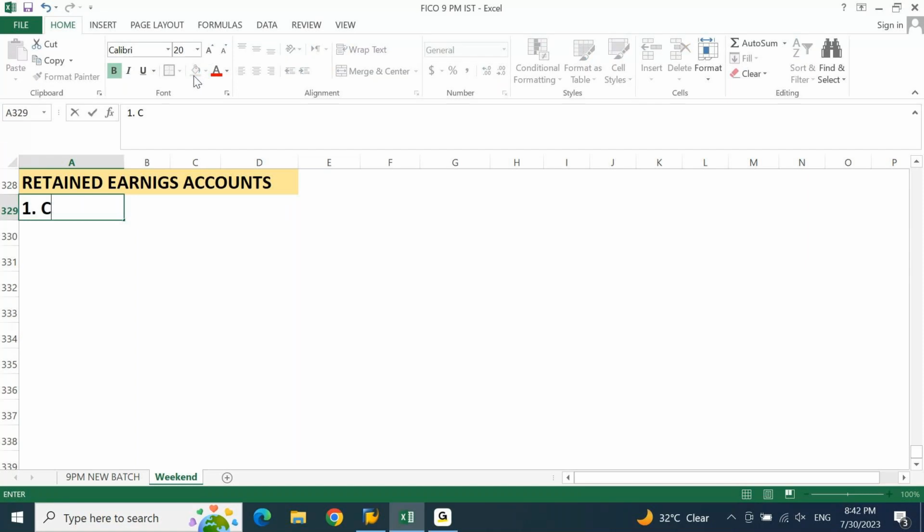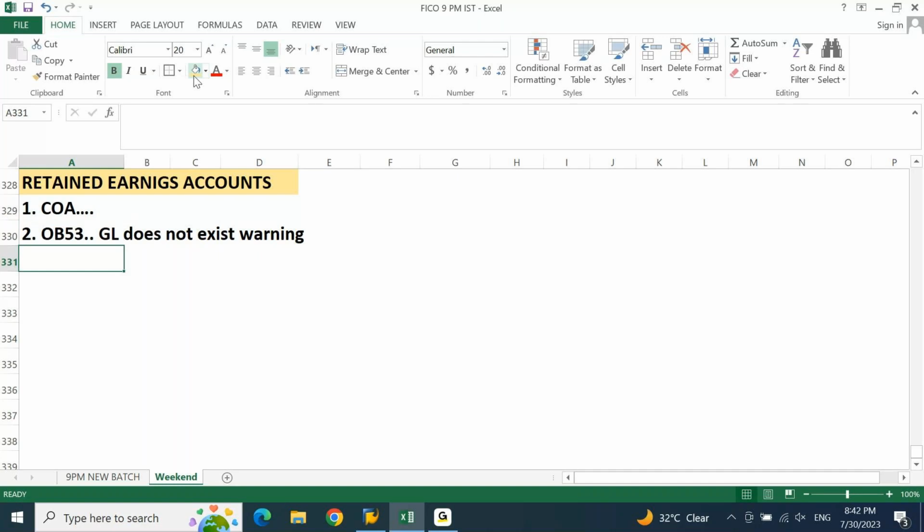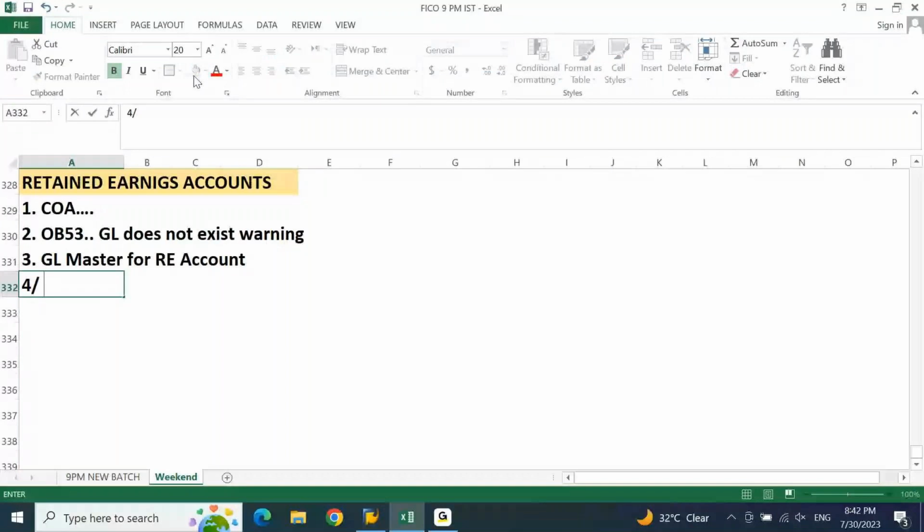Point number 1, you need to remember chart of account. Point number 2, OB53. So GL does not exist, that is the warning you will get. Point number 3, GL master for retained earnings account. And point number 4, you have something called balance carry forward in year-end activity.